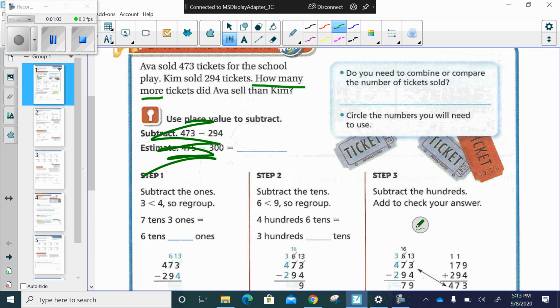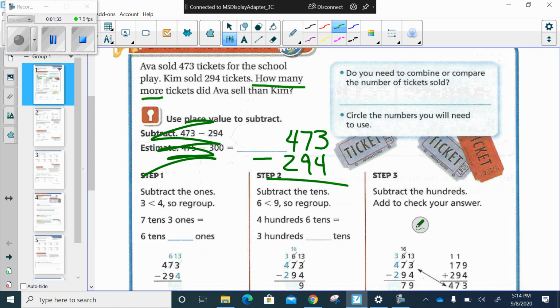You're going to take 473 and subtract 294. You are absolutely right, you put the bigger number on top. When you subtract, the bigger number goes on top. If I have 294 cookies, you cannot take 473 away from me. You have to put the bigger number on top when you subtract.